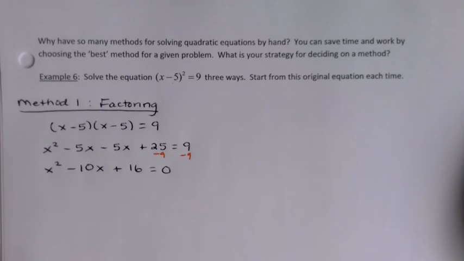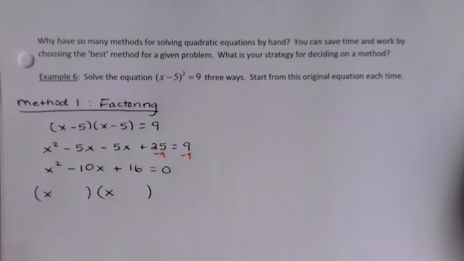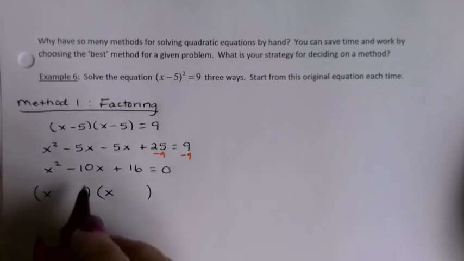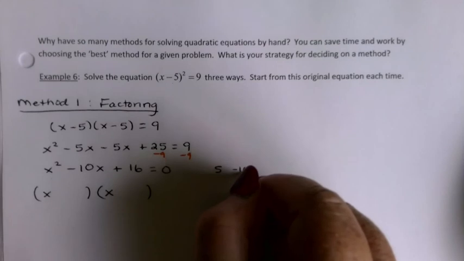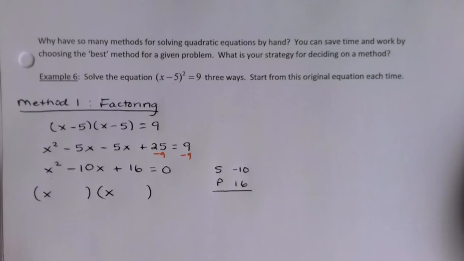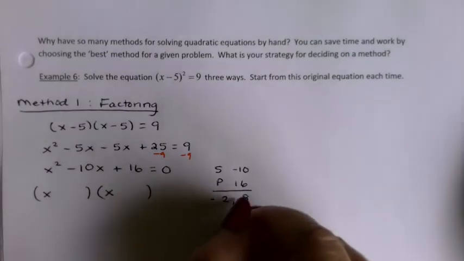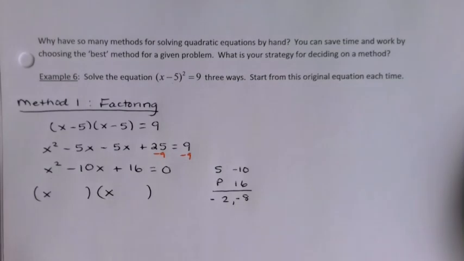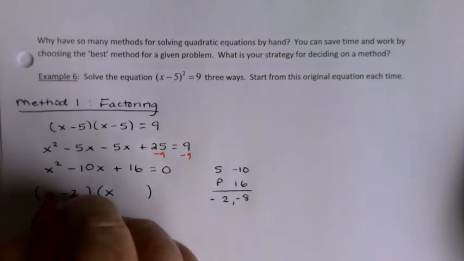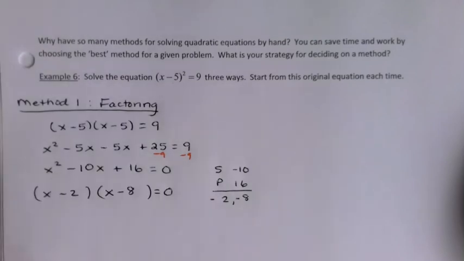There's 3 terms here, so I'm thinking this is going to be one of those sum product problems. And it is just a 1x squared, so that's at least a little bit helpful. I know it's got to start with x times x. Then I'm looking for a sum of negative 10 and a product of positive 16. So I'm thinking 2 and 8, if I use negatives on both of those, should work there. So x minus 2, x minus 8 equals 0.